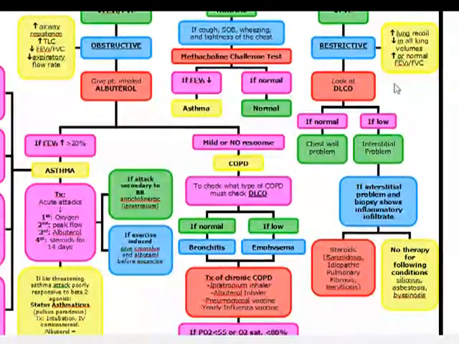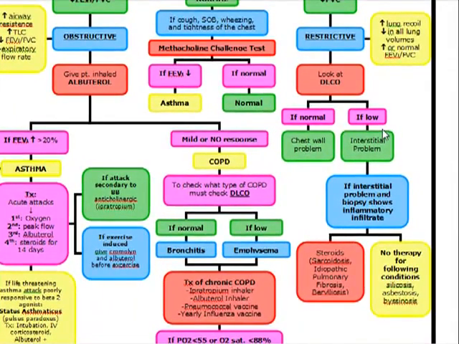Now, once we've made our diagnosis of restrictive lung disease, we want to look at the DLCO. Here we're seeing this DLCO again, okay? If the DLCO is normal, we know it's a chest wall problem, secondary to something like kyphosis or obesity. But if the DLCO is low, we know the patient has an interstitial problem.